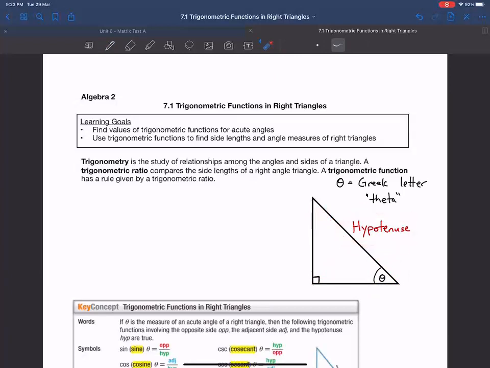Then we look at the side that is attached to my angle. We see this angle here is made between two lines. One is my hypotenuse, and the other one, the one that's closest to my angle, is always called the adjacent side. Adjacent meaning right beside. And lastly, the one that is across from my angle theta is called the opposite side.